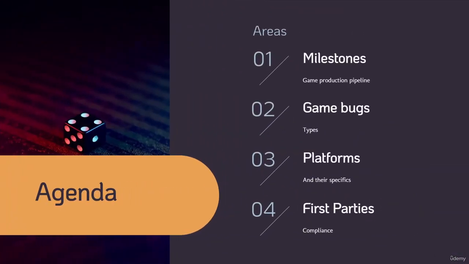All the topics that we will discuss in this part of the course are really important for understanding the profession as a whole and for a clear vision of product development. Today's plan will be as follows. We will talk about the main stages of project development in the video game industry, look at different types of bugs that are inherent in almost any game during its development, take a look at the main gaming platforms, analyze their specifics, and understand what compliance is and who first-party members are.